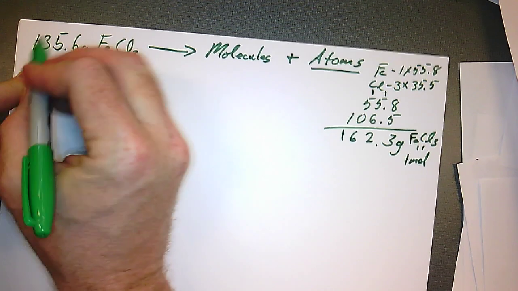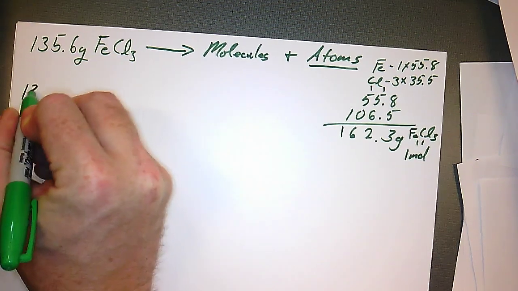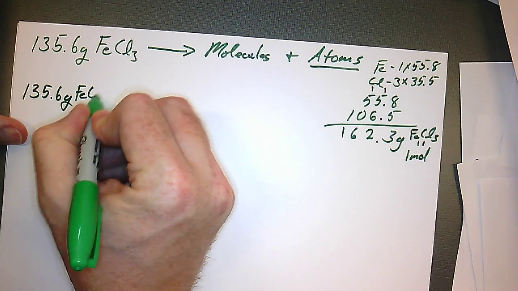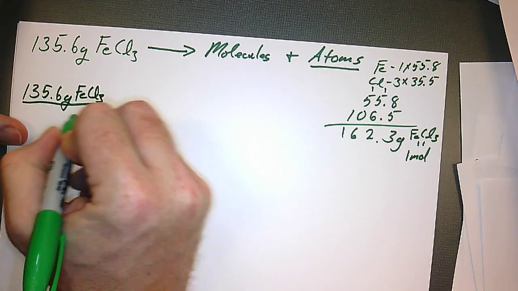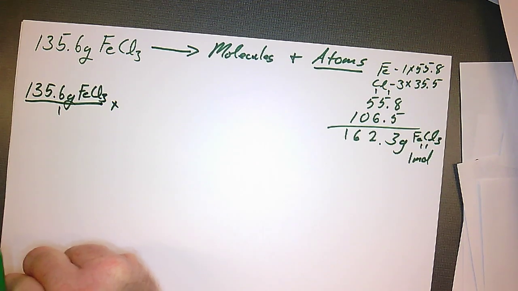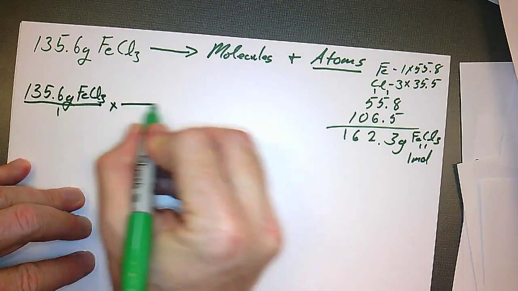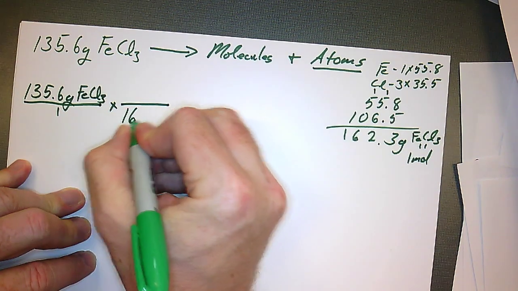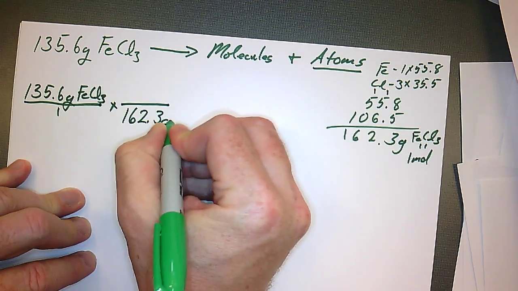All right. Again, always start with what they gave us. 135.6 grams FeCl3. Okay. And if I had grams on top, where's it going to go on the next step? Bottom. How many this time? There you go, 162.3 grams.